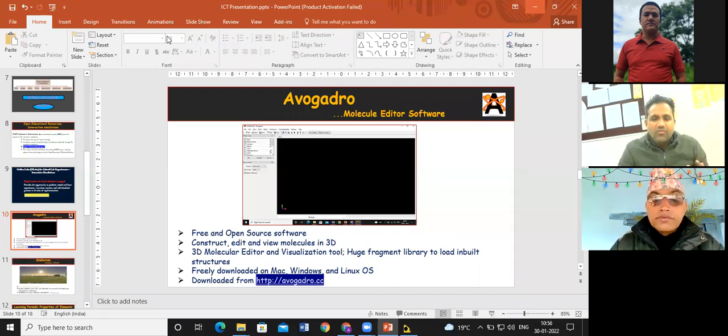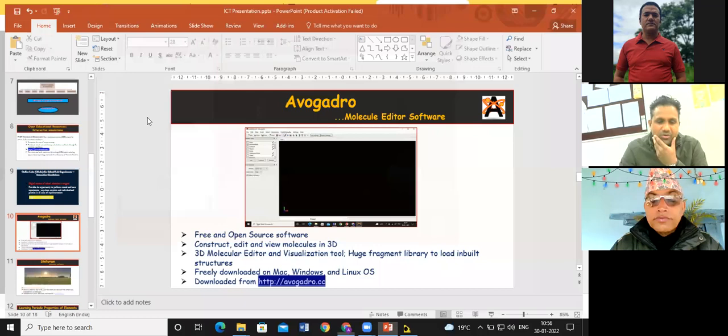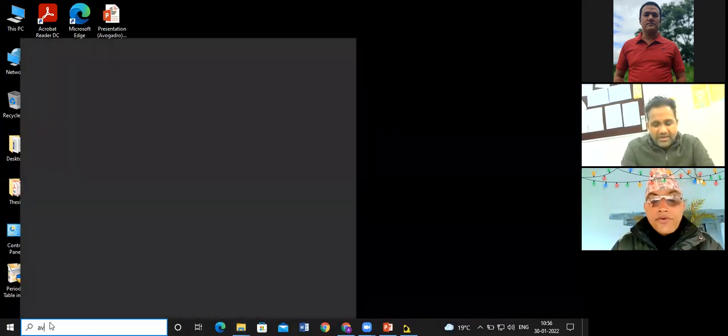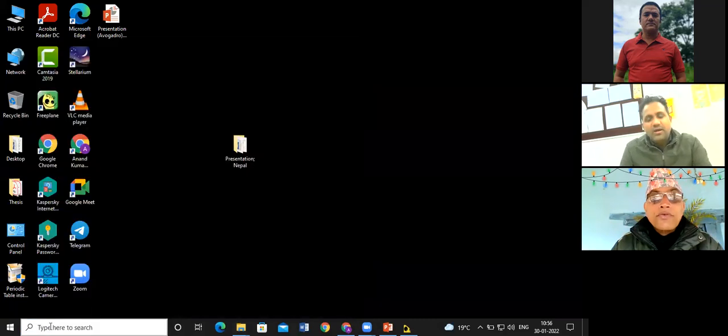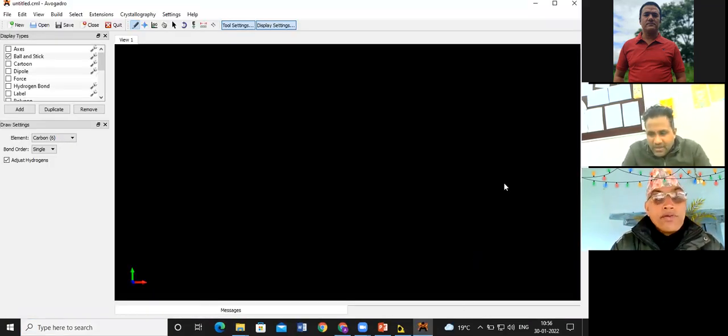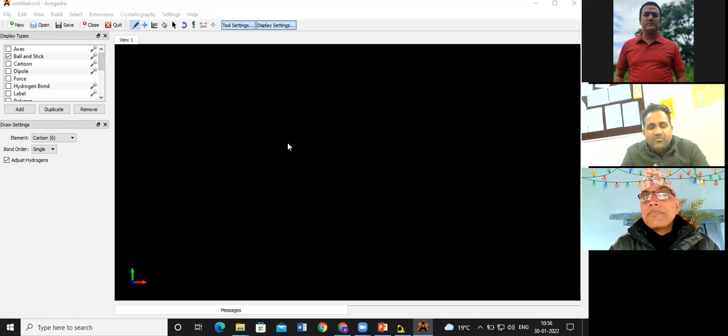When you download this Avogadro, it will create a shortcut, and it will open like this one. Let's see how it will appear. So this is the interface of Avogadro.